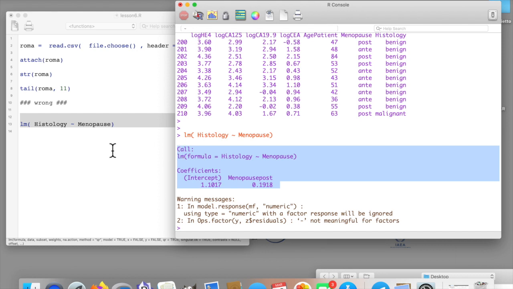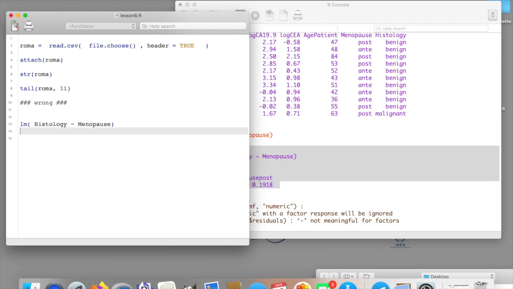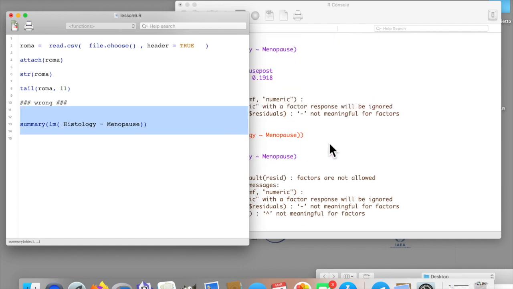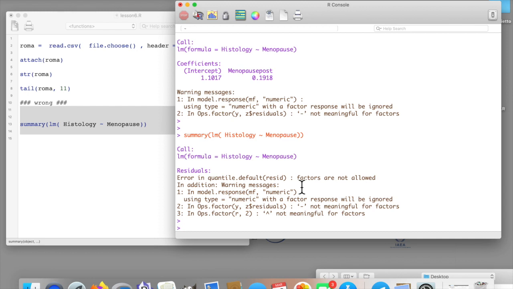Okay, the problem is, if you ask for the summary of this linear model, the warning is more strict and says no, really, no. What are we talking about? What is the residual? We cannot compute this. Okay, and this is not a linear model, a regression line.